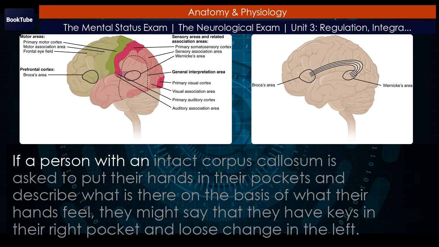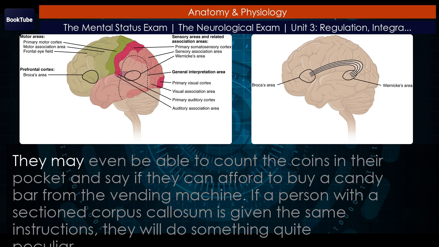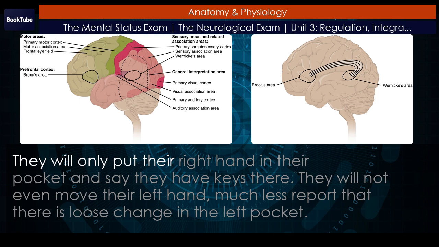If a person with an intact corpus callosum is asked to put their hands in their pockets and describe what is there on the basis of what their hands feel, they might say that they have keys in their right pocket and loose change in the left. They may even be able to count the coins in their pocket and say if they can afford to buy a candy bar from the vending machine. If a person with a sectioned corpus callosum is given the same instructions, they will do something quite peculiar. They will only put their right hand in their pocket and say they have keys there. They will not even move their left hand, much less report that there is loose change in the left pocket.